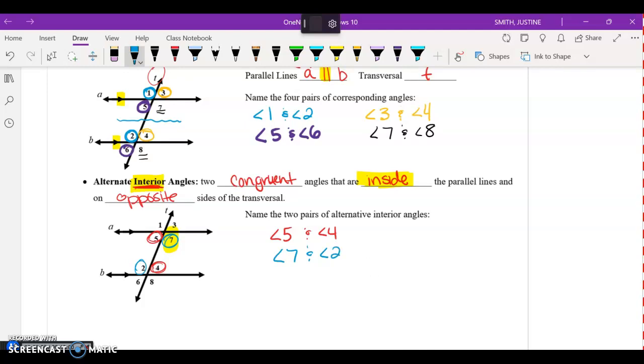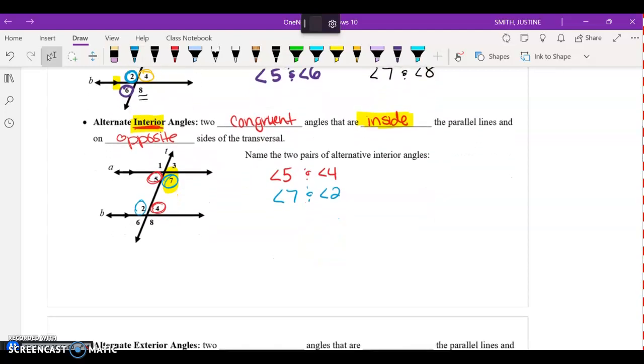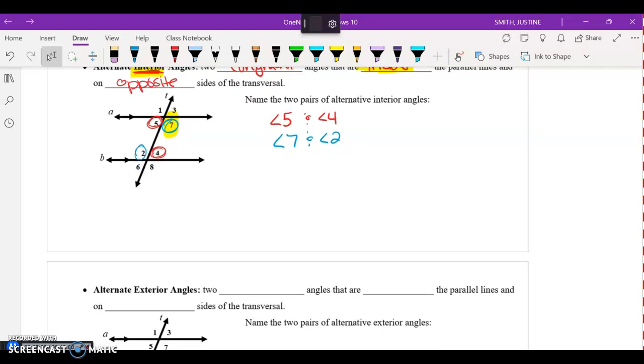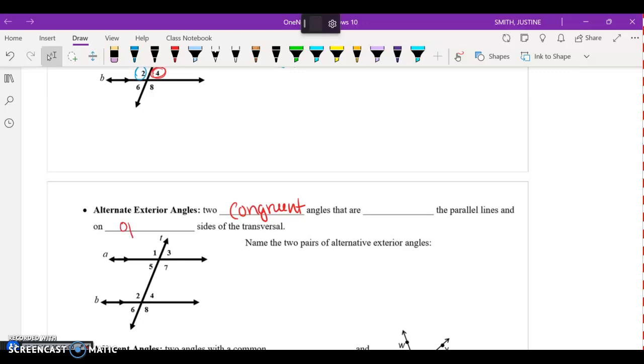Okay, so alternate interior: two congruent angles that are inside the parallel lines and on opposite sides of the transversal. Then you also have alternate exterior. Again, two congruent angles that are blank the parallel lines and on opposite sides of the transversal.